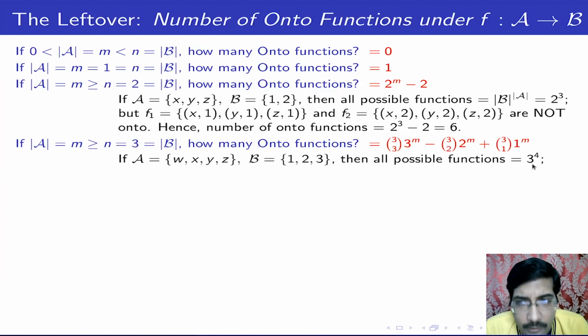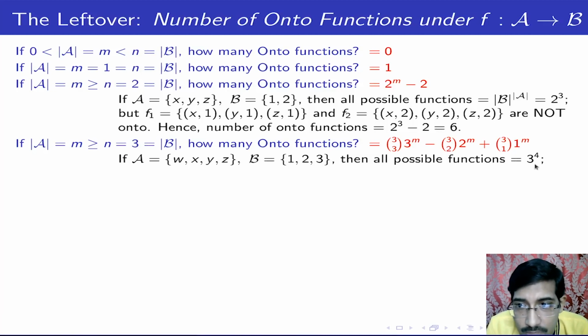Among these 3 to the power 4 functions, which of them will not be onto? I can leave out 3 and map all of them to 1 and 2. I can leave out 2 and map all of them to 1 and 3. I can leave out 1 and map everything to 2 and 3. These 3 types of mapping that I just said are the categories where the function is not onto.